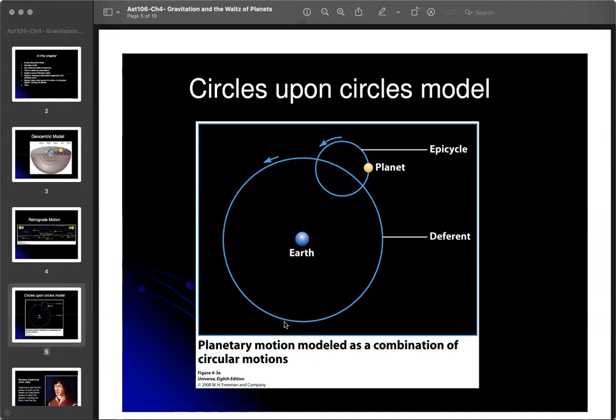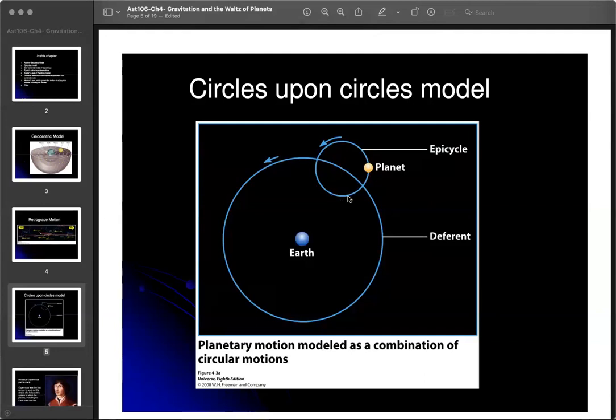In this model, the planet itself was not only going in a circle, but it was going in an epicycle. An epicycle is a circle whose center moves on this bigger circle, which is called the deferent. So as the center of the circle is moving, the planet moves on this smaller epicycle.